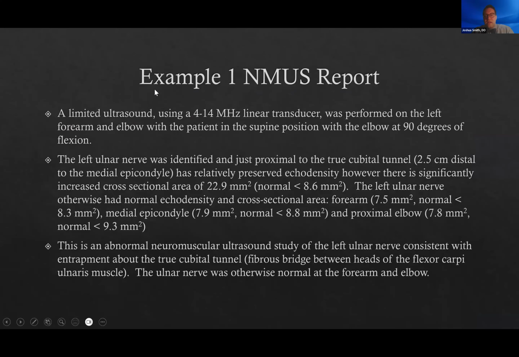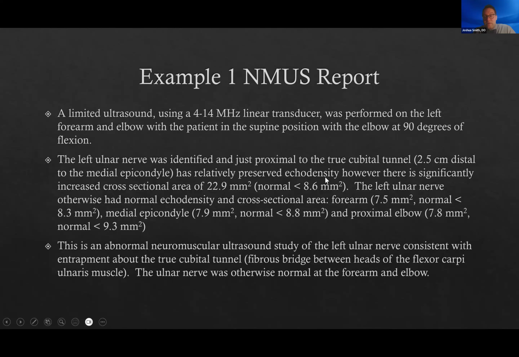Here's an example of what that report might look like. I'd say a limited ultrasound with this machine, using a 4 to 14 megahertz linear transducer, was performed on the left forearm and elbow with the patient in the supine position with the elbow at 90 degrees of flexion. The left ulnar nerve was identified just proximal to the true cubital tunnel. Then I did some measurements, 2.5 centimeters distal to the medial epicondyle.